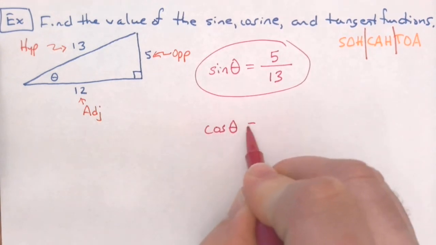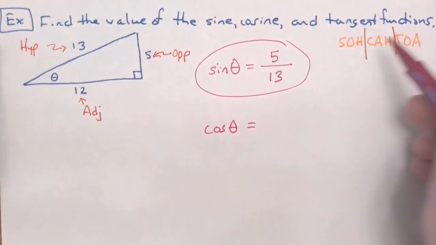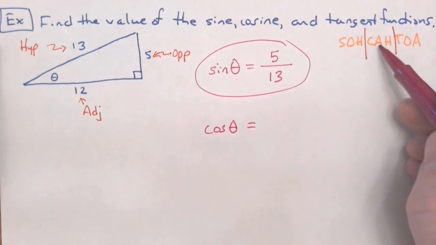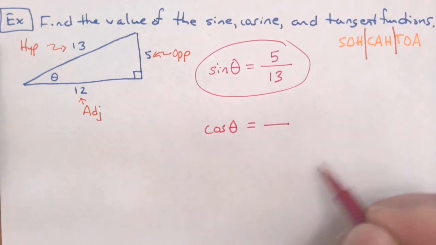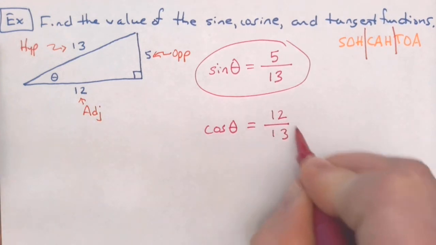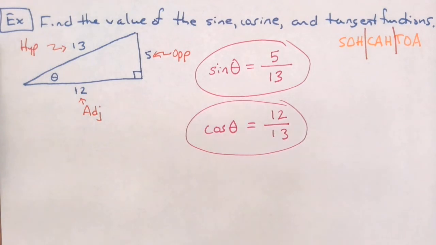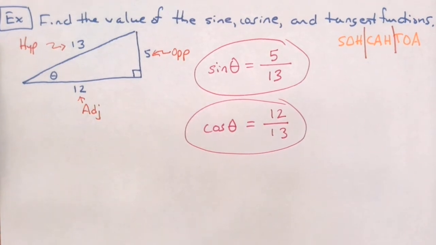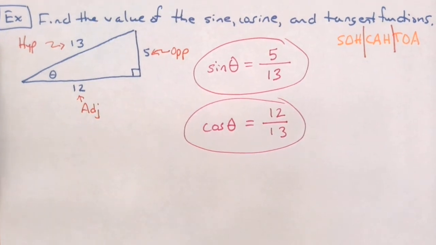The cosine of our angle theta, that's the middle 3 letters. The C is for cosine, and then that is adjacent over hypotenuse. In this triangle, our adjacent side has a length of 12. The hypotenuse has a length of 13. Again, that can't be simplified at all, so that is our answer for the cosine of theta.